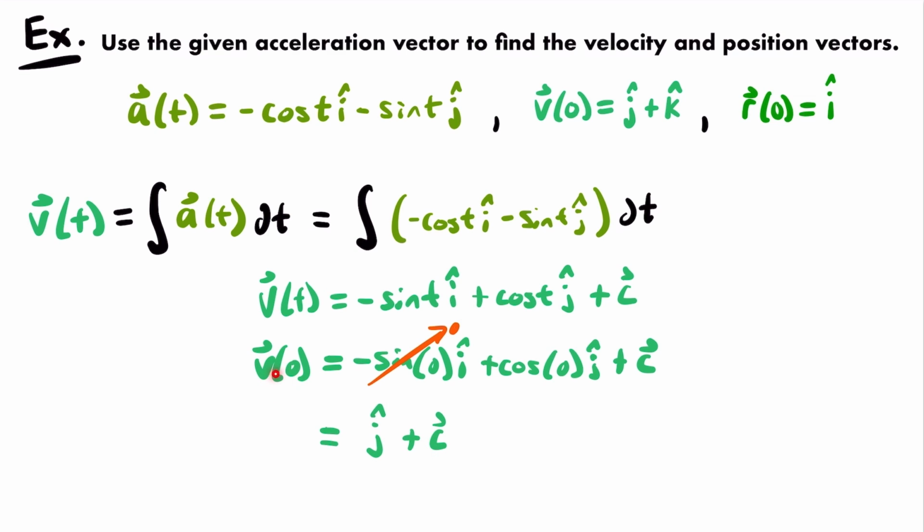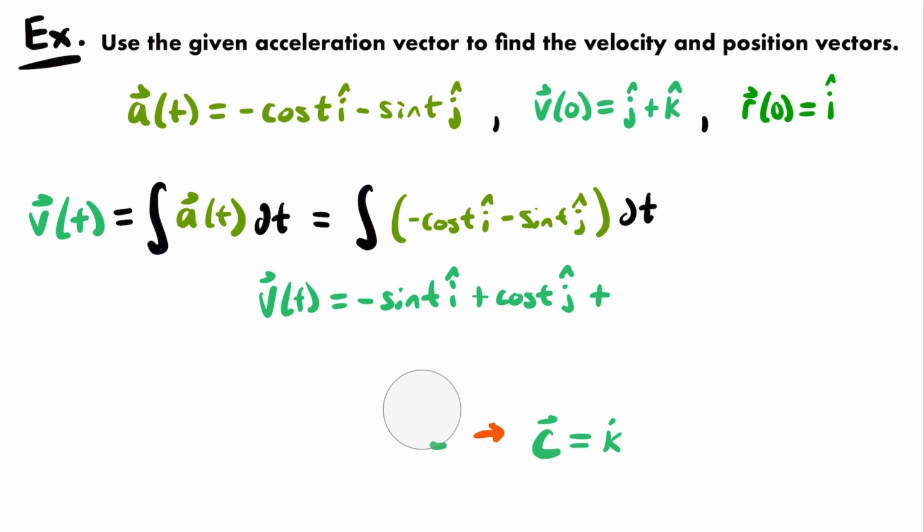And remember, v of 0 should be equal to j plus k. So let's put that over here. Let's set it equal to what we have now. j plus k should be equal to j plus c. And notice that j is on both sides of the equation, so you could subtract j from both sides, and it would be gone, leaving you with just c equals k. All right, so what we find here is that our vector constant of integration for the velocity vector is just equal to k. So we can put that back into our velocity vector here, v of t, and that will look like this. We're just going to have negative sine t i plus cosine t j plus k.